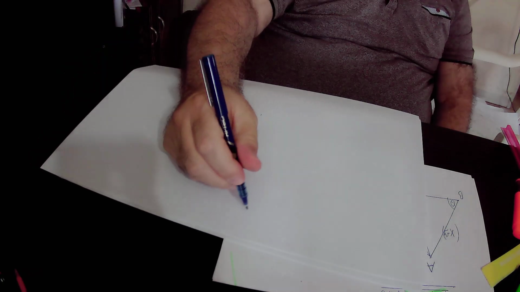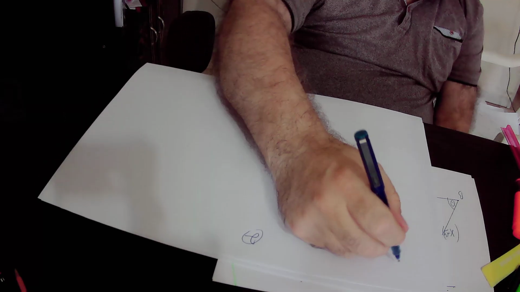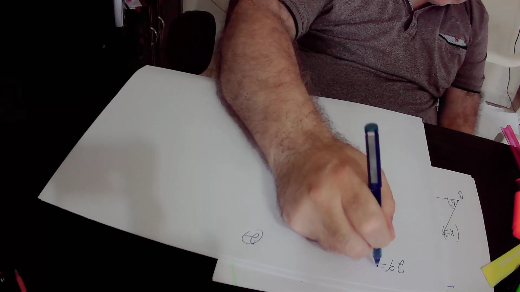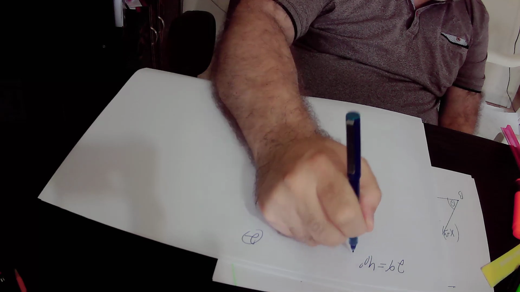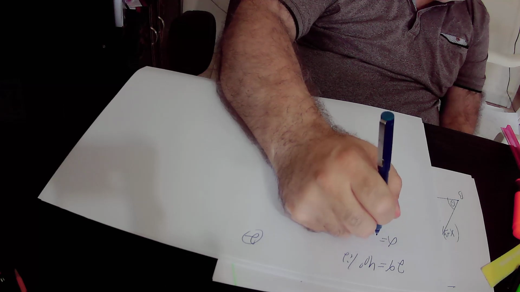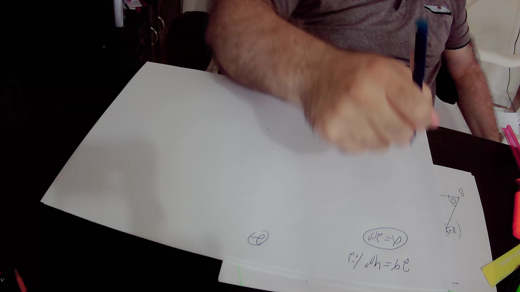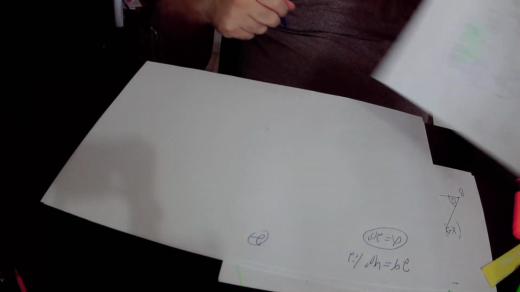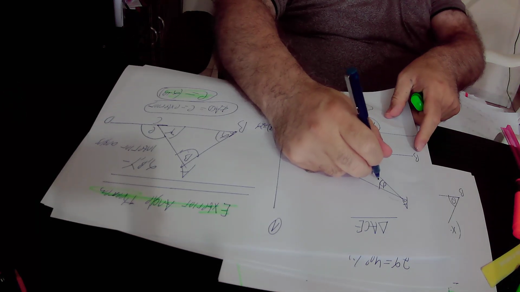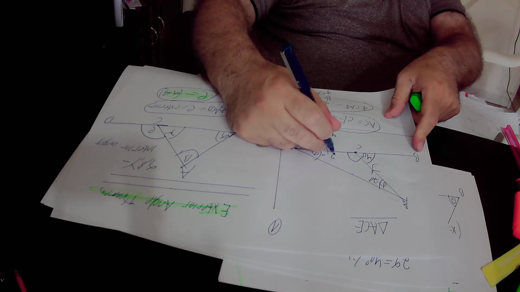So here we found out that 2 alpha equals 40 degrees. Here we will divide this equation by 2 and we get that alpha equals 40 degrees over 2, which is 20 degrees. So we found out that alpha equals 20 degrees. Here alpha equals 20 degrees and here also angle alpha equals 20 degrees.